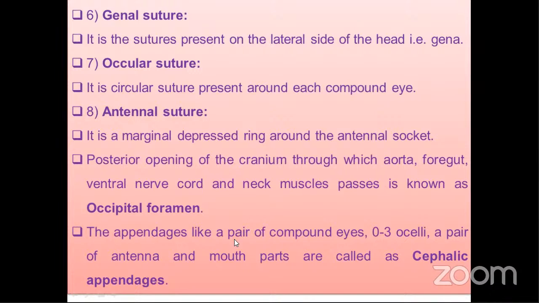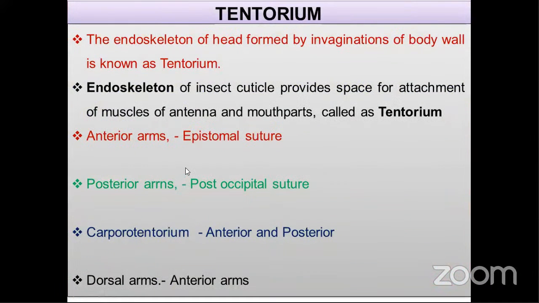Cephalic in the sense of head only, cephalic appendages. It consists of compound eyes and simple ocelli. Two types of eyes are there, compound eyes and simple eyes, the ocelli, and a pair of antennae and mouthparts. So these are the cephalic appendages. That's all about the insect head. So let's move on.